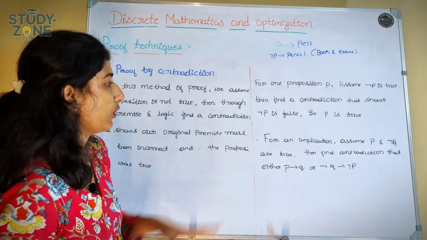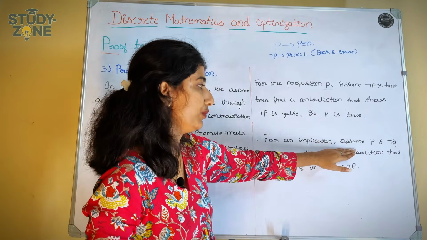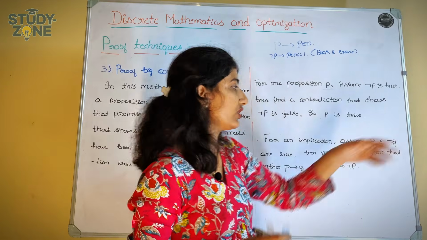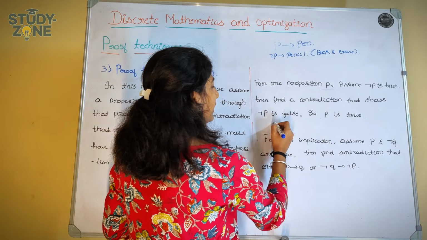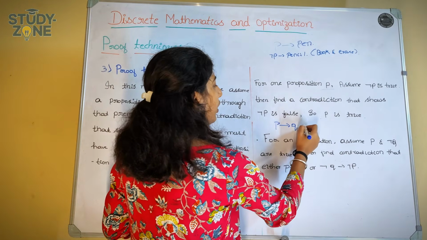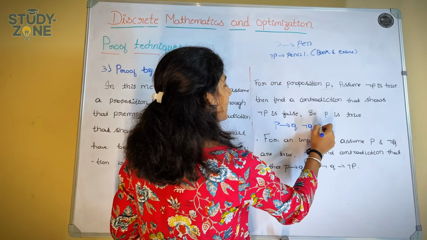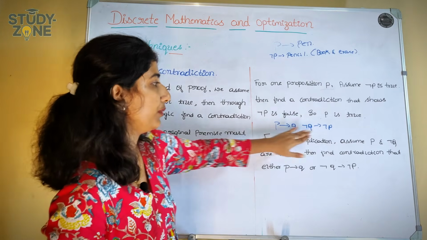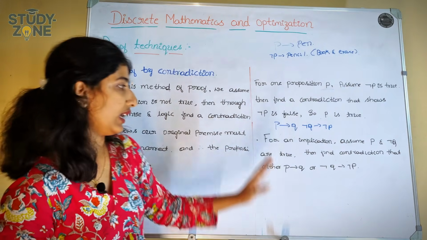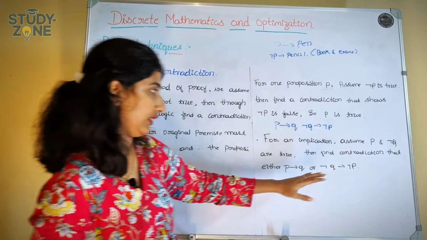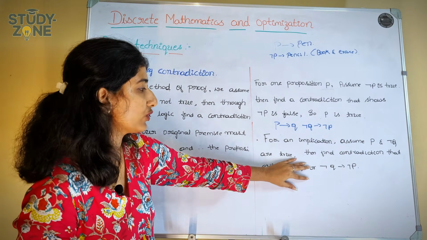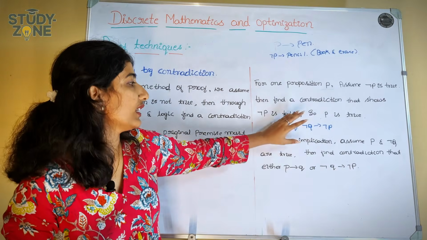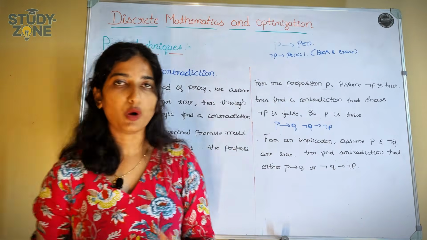Is it clear? Now for an implication, if we have an implication, then we have to assume P and negation Q as true. In implication, how will it be? It will be like P implies Q, right? Or negation Q implies negation P, or anything. We have to take P and negation Q as true, and then find a contradiction, that either P implies Q or negation Q implies negation P. If it is true, then our implication is also proper.